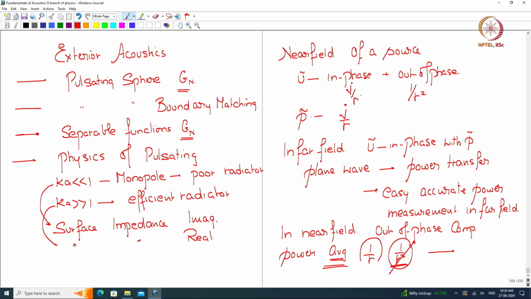Then this component is in phase with pressure and you can get accurate measurements. This is regardless of whether the source is efficient or not efficient. Source could be in this range, or in this range, or in this range, etc. But you have to be in the far field to do your measurements.